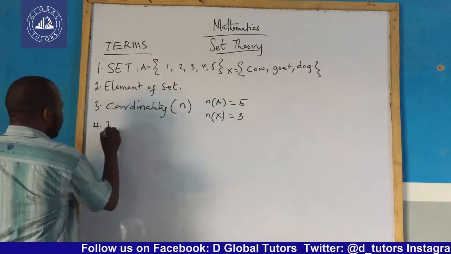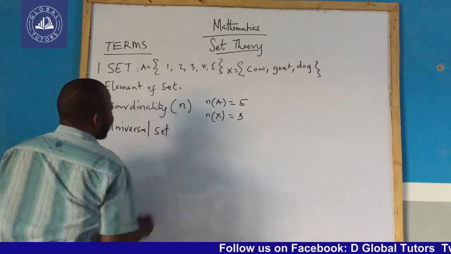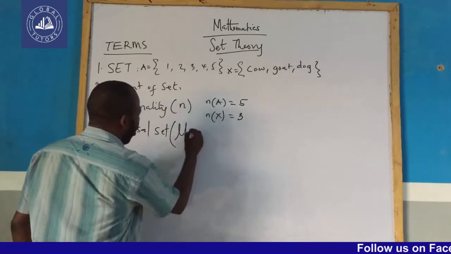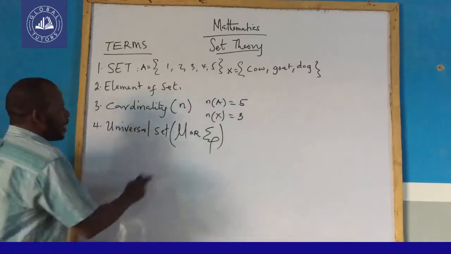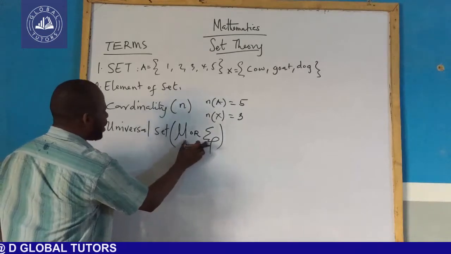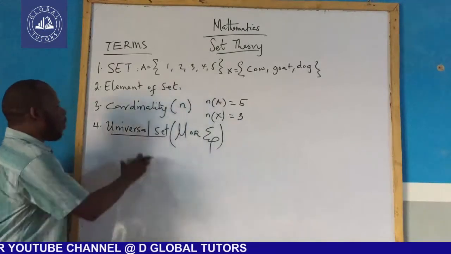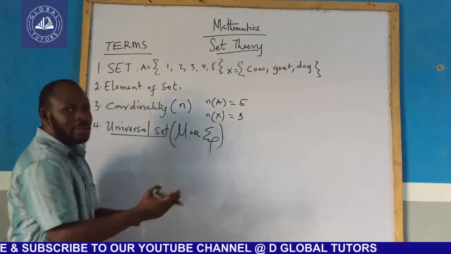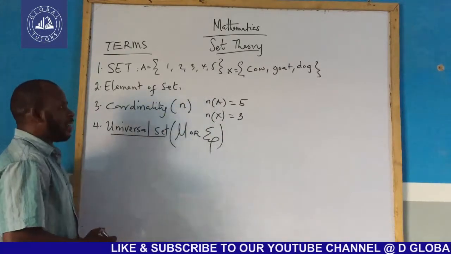Number 4, universal sets. Now, in set theory, universal set is denoted as this, or you denote it as this. If you don't use this symbol, you use this symbol. Anytime you see this symbol, it implies universal set. Now, what is universal set? Universal set is a general set. It's a set that contains every other set.